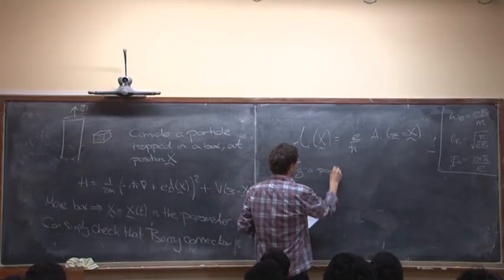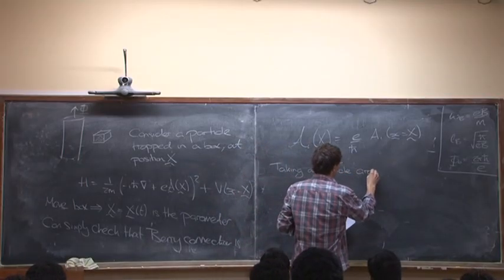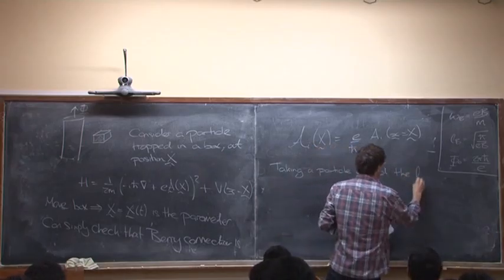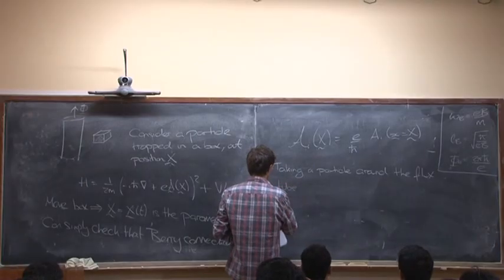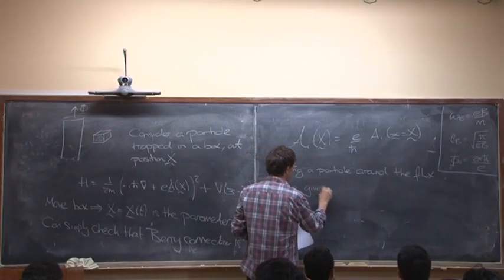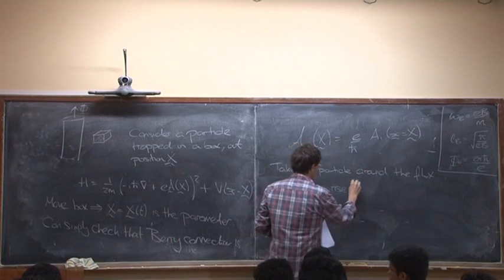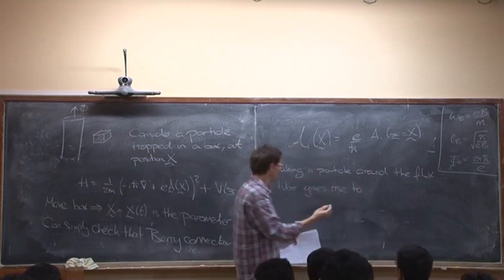So taking a particle around the flux tube gives rise to a Berry phase, which in this context is called the Aharonov-Bohm phase.